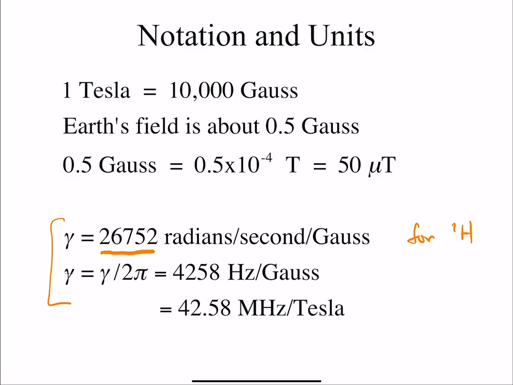That's typically 4,258 hertz per Gauss, or sometimes we'll use 4257. You'll always be told what to use for that gyromagnetic ratio. In a few minutes, we'll have a problem where you'll actually use a different value of that.